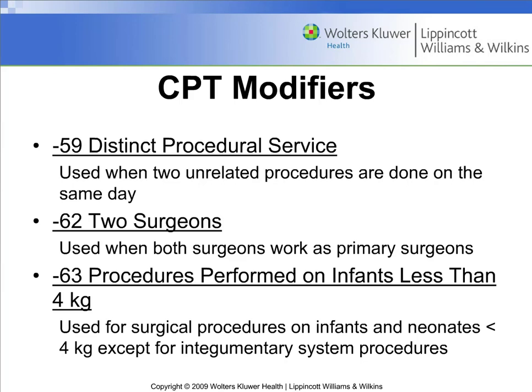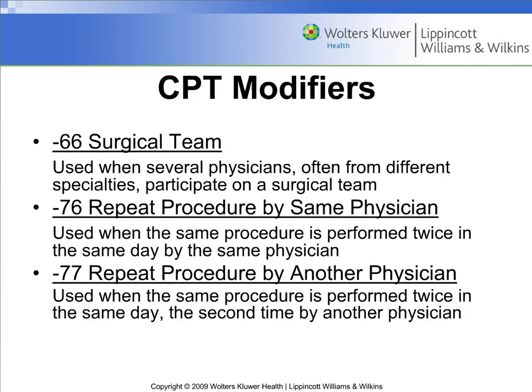Modifier 63 are procedures performed on infants that are less than 4 kilograms. An example would be a repair of initial inguinal hernia in a preterm infant performed from birth up to 50 weeks post-conception age with or without a hydrocelectomy. Again, your documentation needs to be pretty specific.